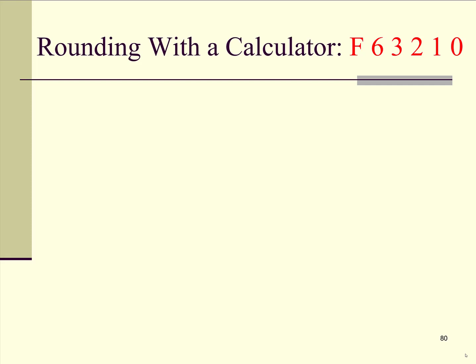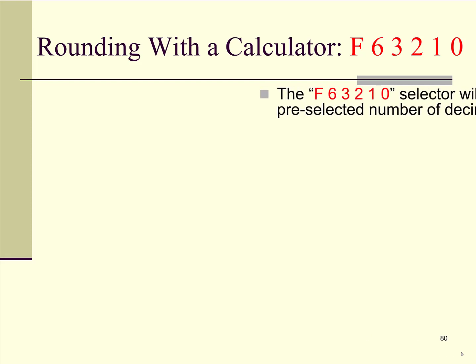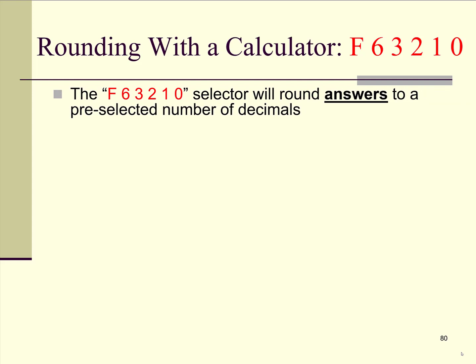Now we're going to talk about rounding with your calculator, and that involves the decimal selector, the F63210 selector. So the decimal selector will round answers to a pre-selected number of decimals. So if you were adding up a series of numbers, it does not round the numbers that you were adding. It only rounds the answer to the number of selected decimals.